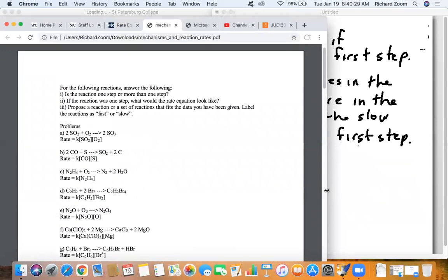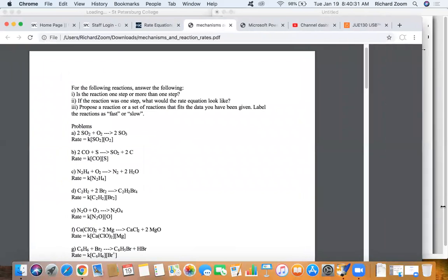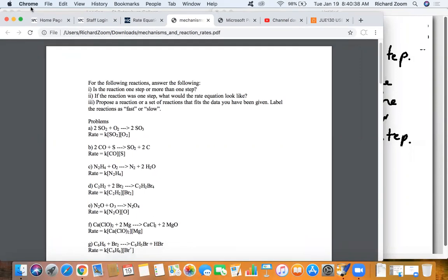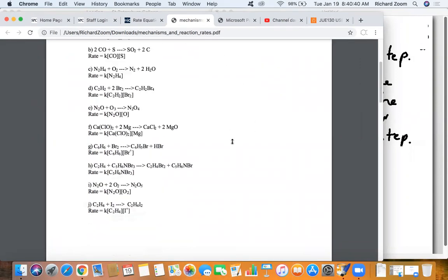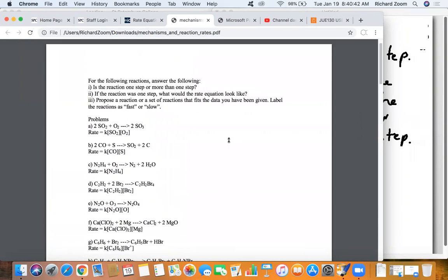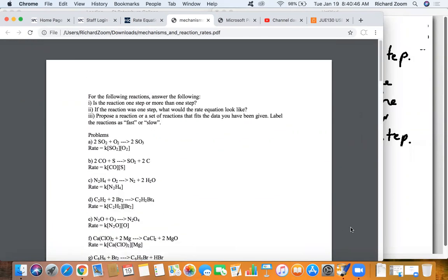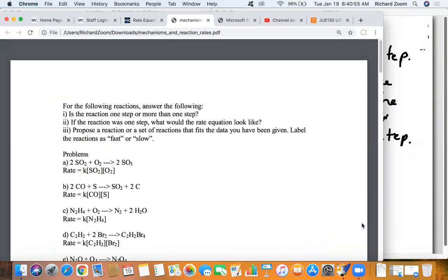For some reason I can't pull up the thing here. Won't allow me to enlarge it. There it is. There we go.